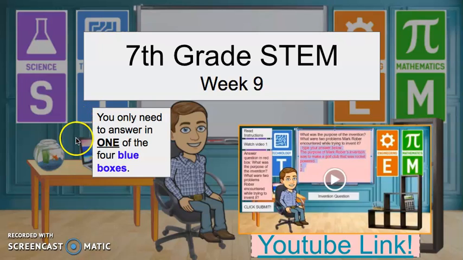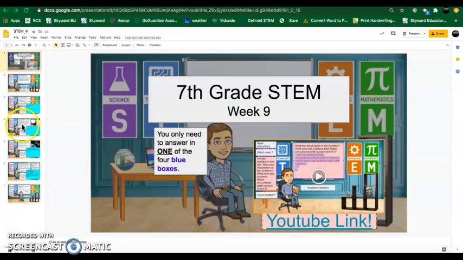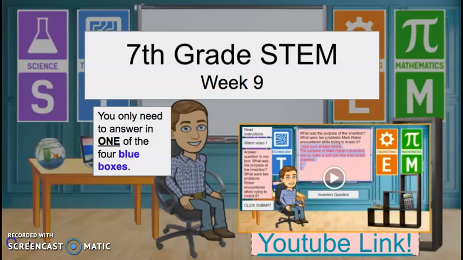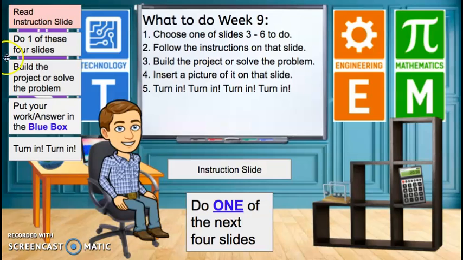You only need to answer in one of the 4 blue boxes. Let's take a quick look at what that means. Basically, there are 1, 2, 3, 4 slides where you could answer, and you only need to answer one of them this week. It's a little bit of a choice, all of them a little bit of learning about gravity. So let's look at slide 2.